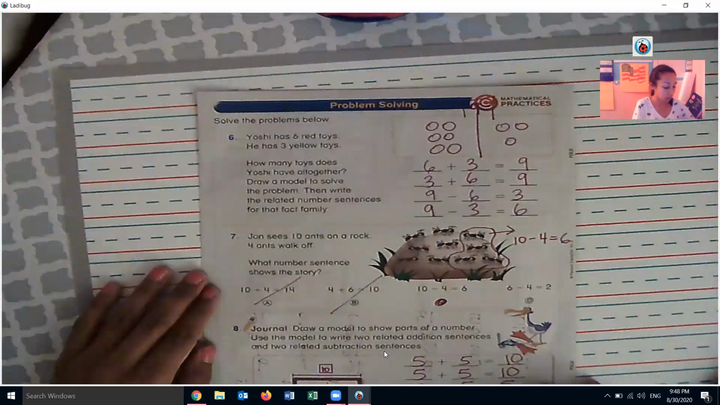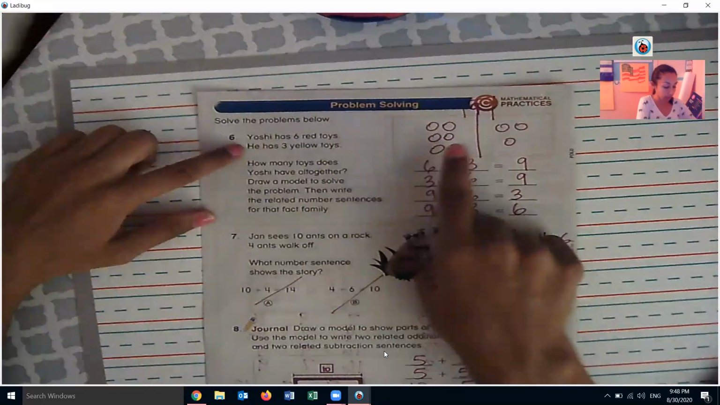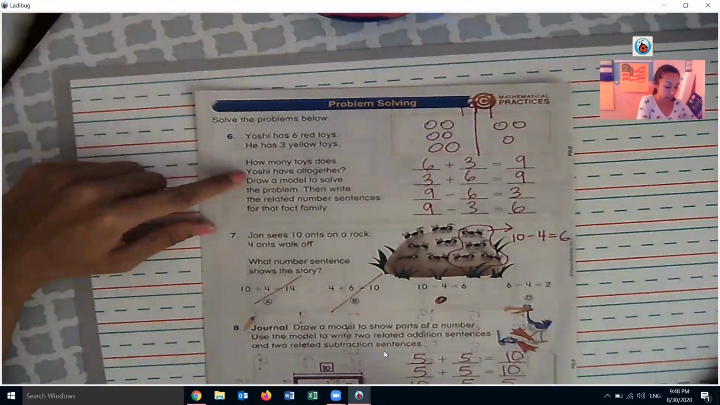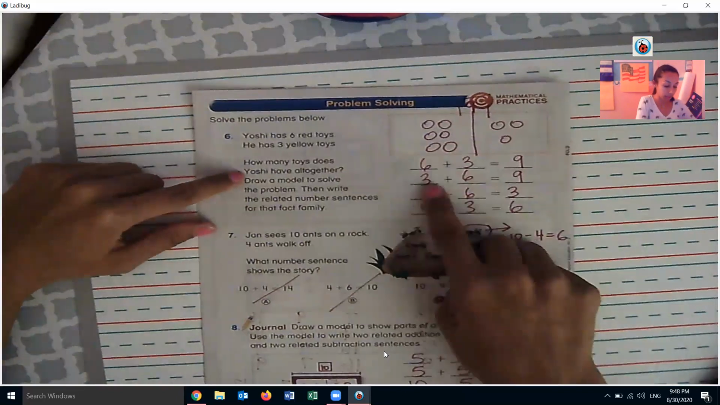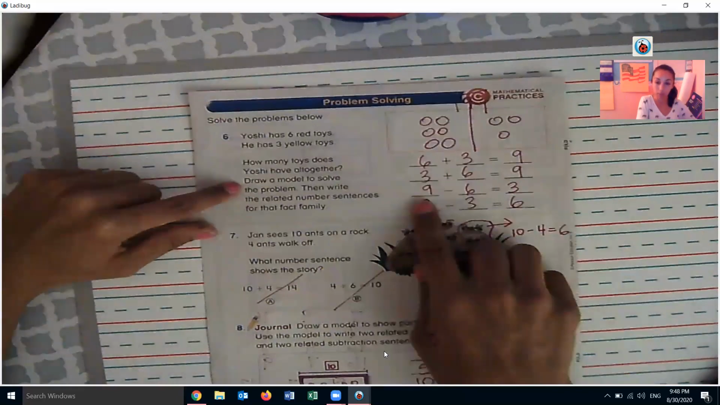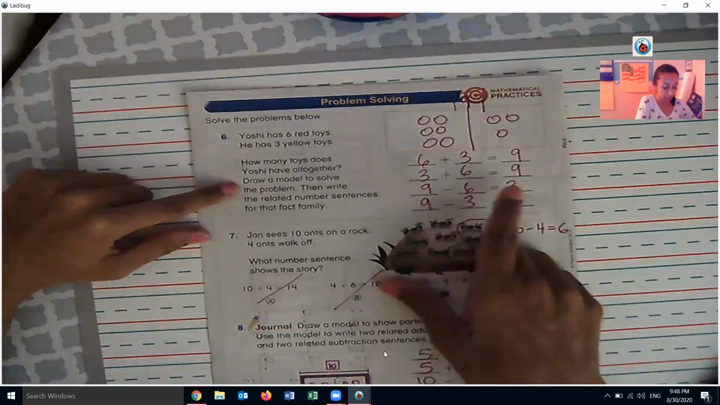Okay, I'm going to go to the back side. So it has here, Yoshi has 6 red toys. He has 3 yellow toys. How many does he have all together? So we have 6 plus 3 is 9. 3 plus 6 is 9. And then 9, both the big numbers first for subtraction. 9 minus 6 is 3. 9 minus 3 is 6.